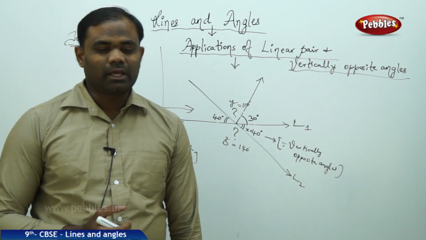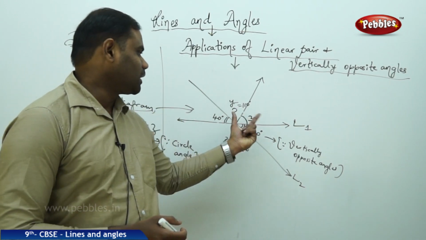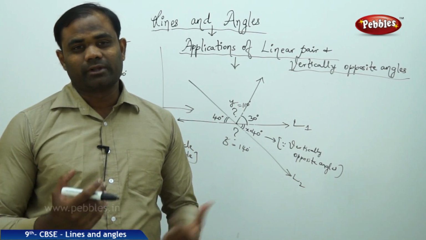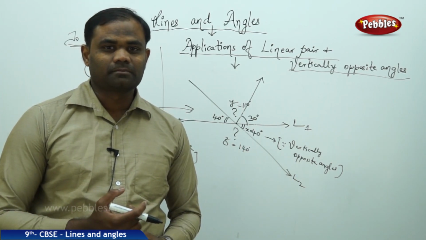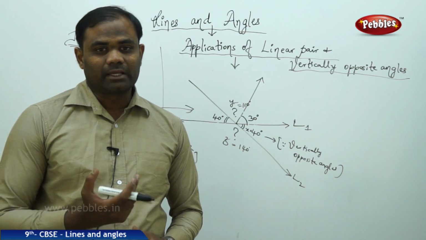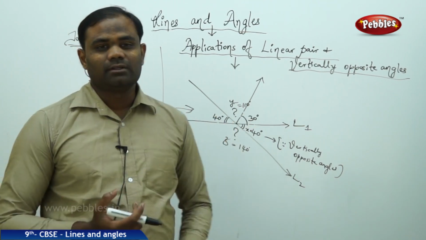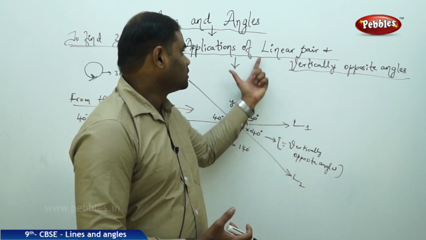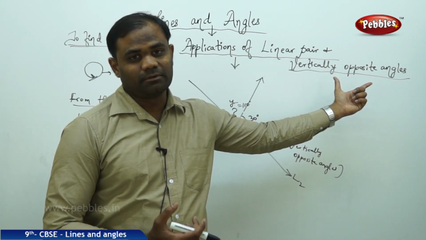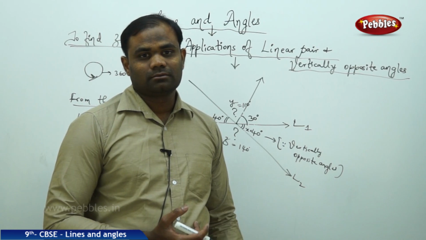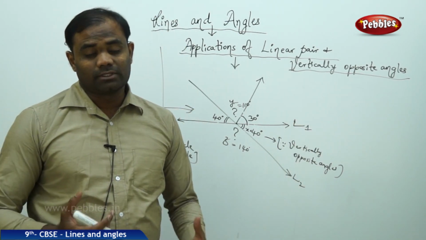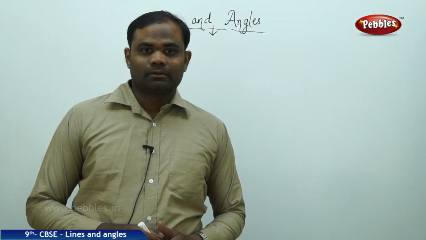Using the circle angle, I can find each of the angles, angle X, angle Y, and angle Z, with their own respective approach. Given the angles, we can find the adjacent or the vertically opposite angles using the properties as learnt in the previous session. Real life applications of linear pair and vertically opposite angles.